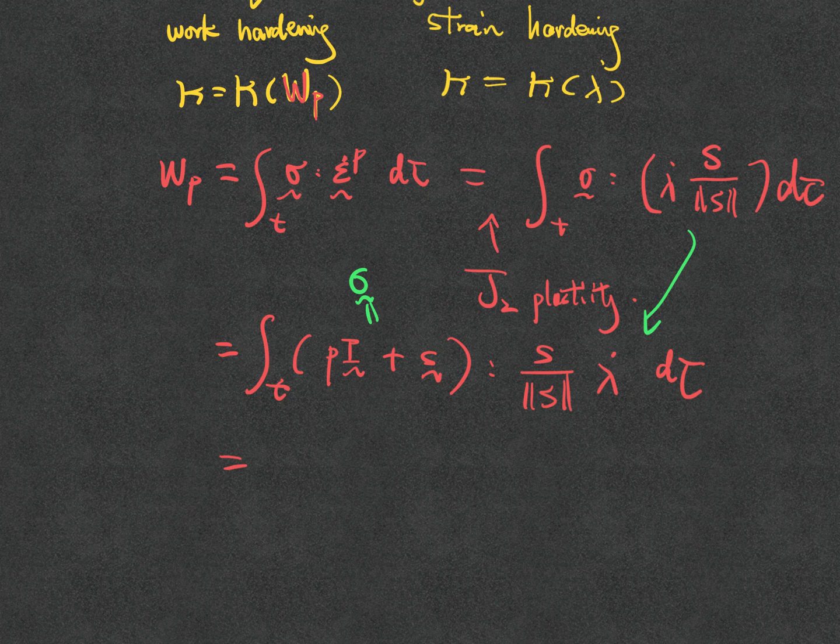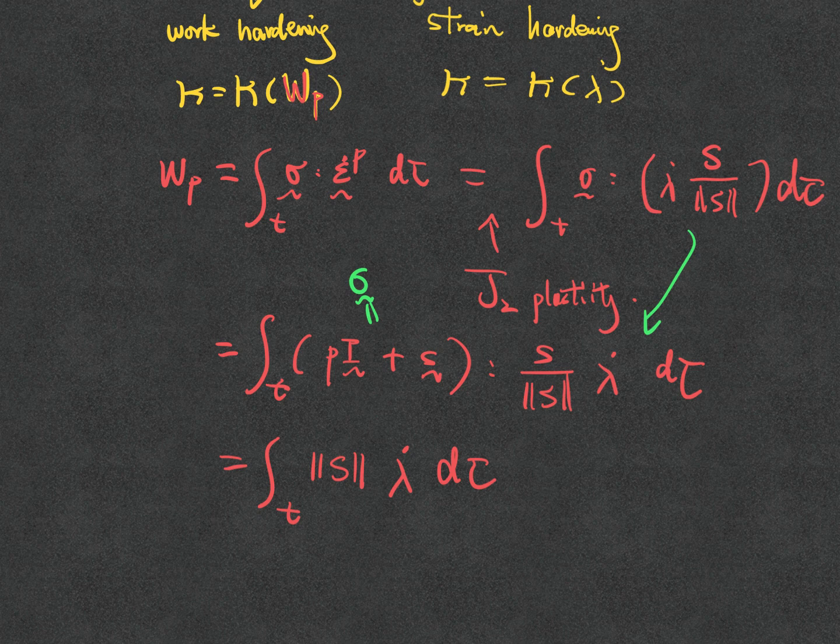Now, there's one thing very important. Pi double dot s is equal to 0, if you remember, because the dot product between something that doesn't have an isotropic component and s itself, they are orthogonal to each other. With that, what we have is the magnitude of the directorial stress s times lambda dot, integrated over time. Does that make sense? Do you know why?